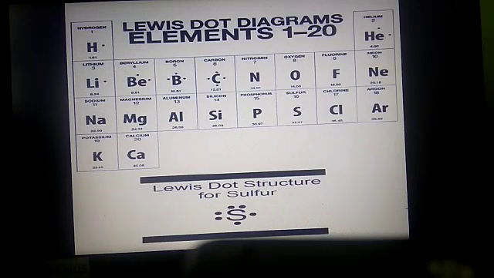So, the Lewis dot diagram of elements for the first 20 elements. Hydrogen has only 1 because it is present in group 1. Helium 2, then lithium, beryllium, boron, carbon, nitrogen, oxygen, fluorine, neon, sodium, magnesium.